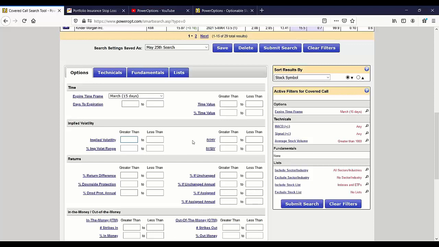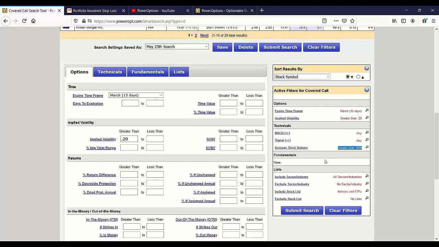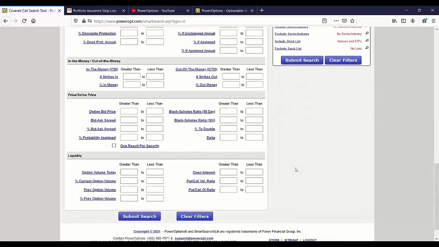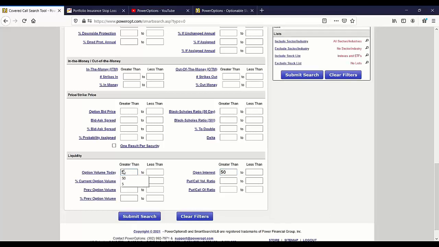So let's start off with a basic range. Greater than 0.20 for the implied volatility of the options, March 15th expiration, any ETFs that are over 1 million shares per day. At the same time, we're going to look for liquid options. Let's do an open interest of greater than 50 and an option volume today of at least greater than 5. Any option that matches these criteria. Let's go ahead and run the search.